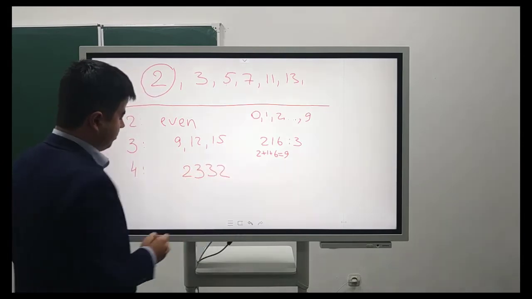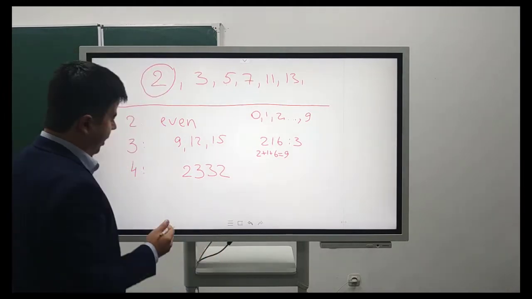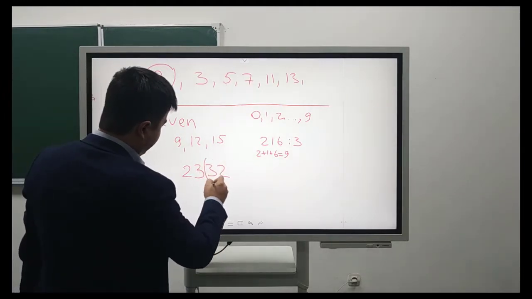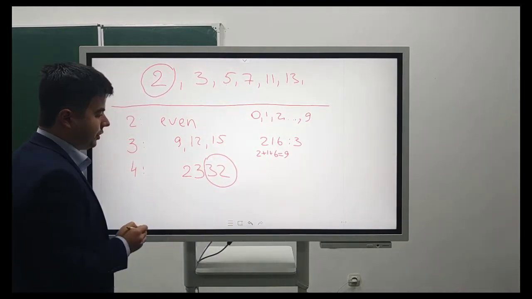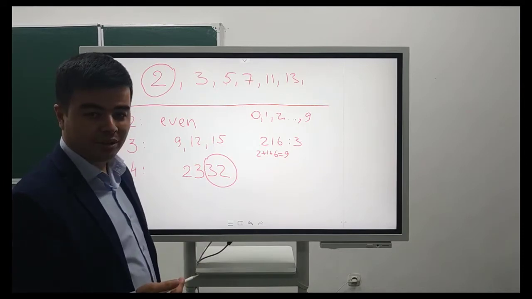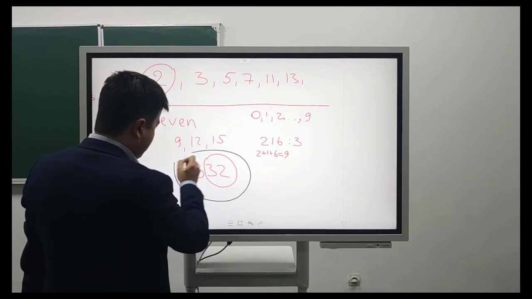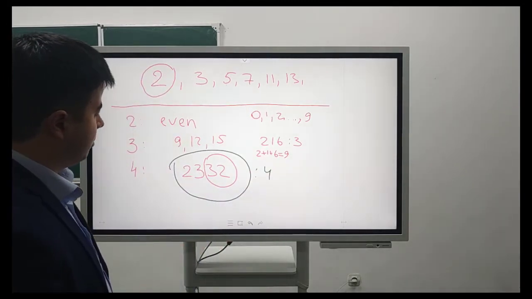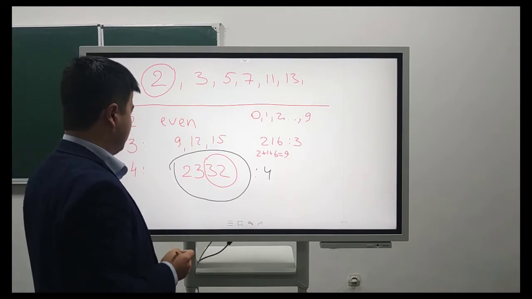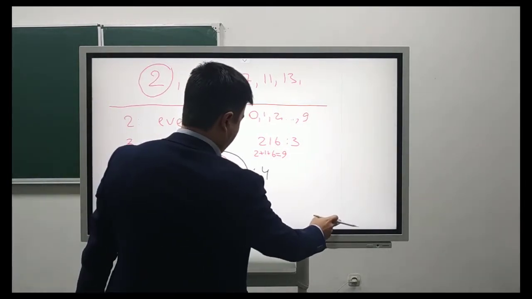For example, 2332. I said the last two digits together. So this one, yeah, it is 32. And you can see 32 is divisible by 4. So it means this number is divisible by 4. So it is the law for number 4. And now, next one.